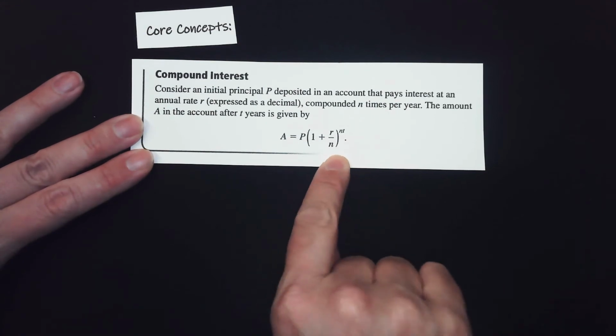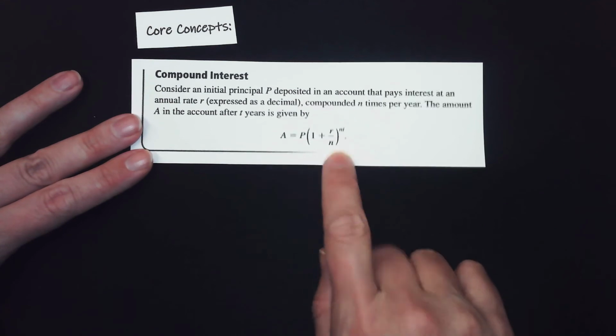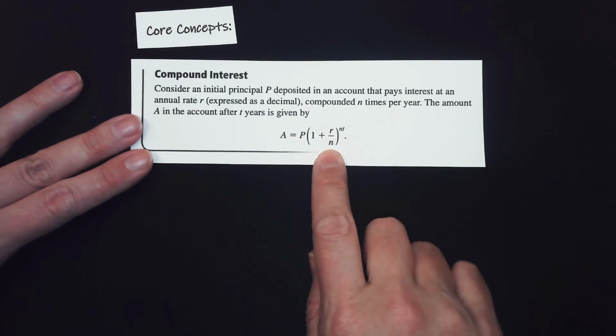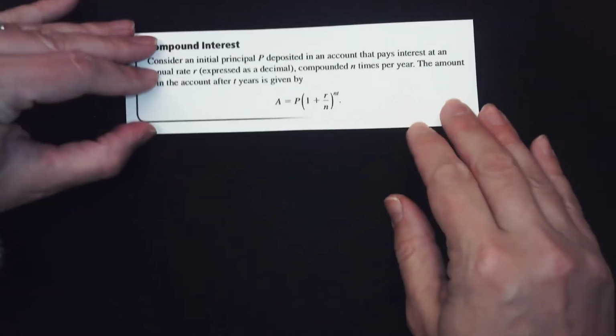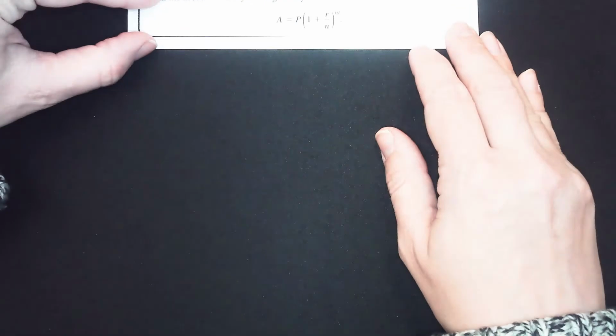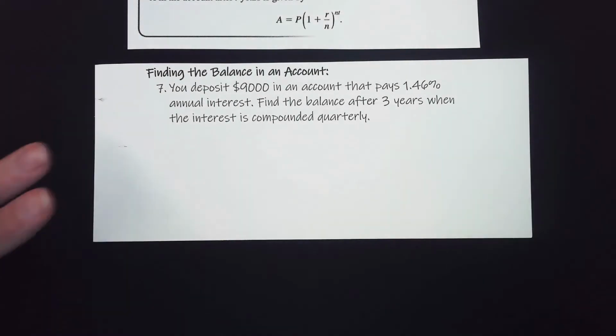Kind of an important formula. It's like the formula your banks use, your credit cards use. This is a formula that we use in life. So let's move this up. I want to be able to at least see that formula, and we're going to find the balance in the account. So you deposit $9,000 in an account that pays 1.46% annual interest. Find the balance after 3 years when the interest is compounded quarterly.